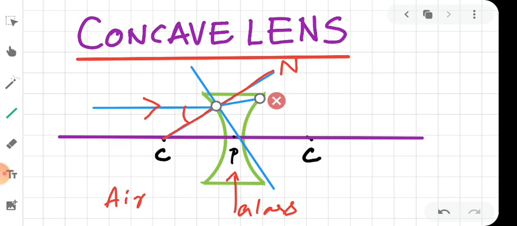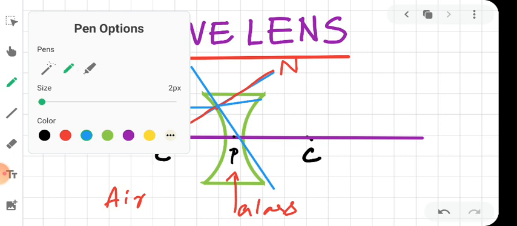So the light ray is now traveling at a deviated path, and it is towards the normal, because this is the ray without any refraction, but since it is traveling in a denser medium, it should deviate towards the normal. This is going towards the normal, so there it is.